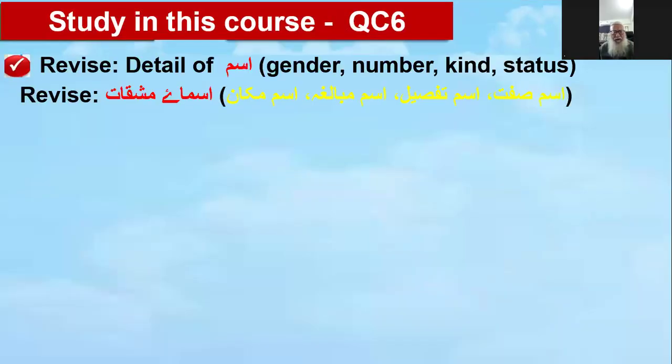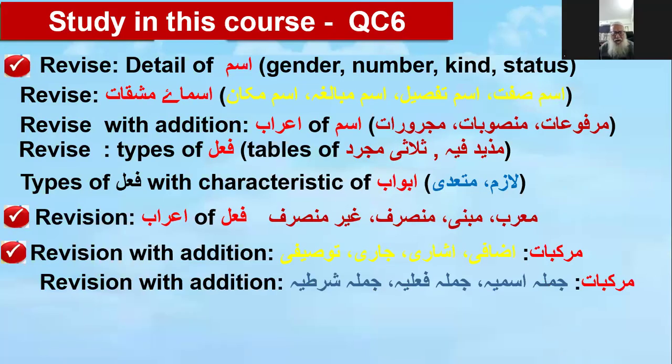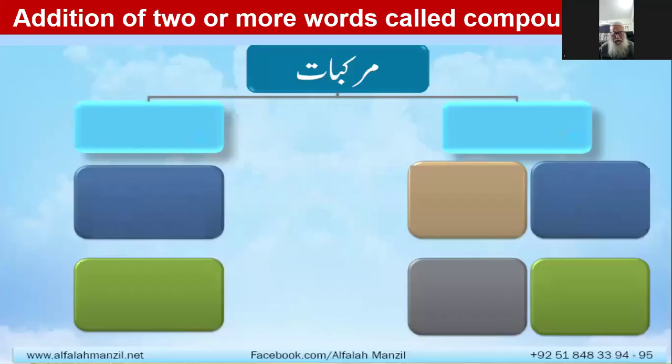And then we will have some revision of the ism details and the irab of ism and fi'l, and then the compounds. We are doing this. Then we will start the Jumla Ismiya, Fi'liya, Shartiya, and Huruf. So this was our syllabus.